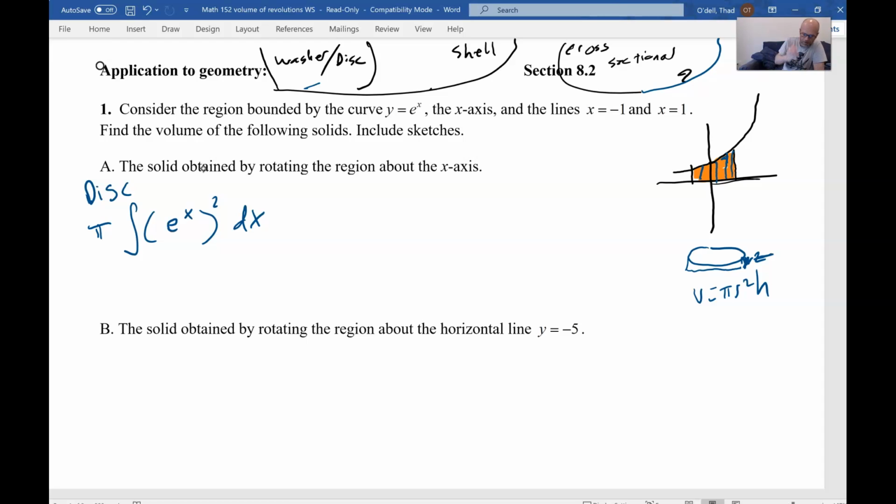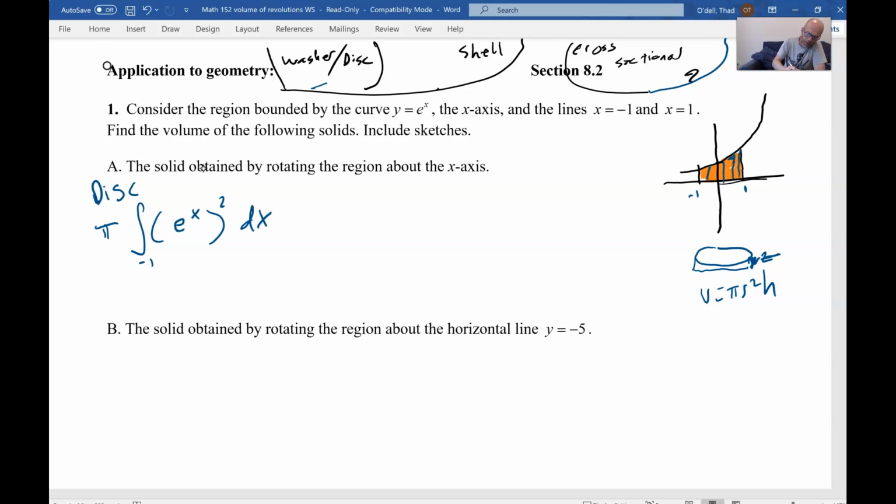So my integral is, and then we've got to do the limits of integration. Since this is in terms of x, we just have to look at the region and say what x values cover that region. Well, we start here at -1 and go to +1, right? So my limits of integration are going to be -1 to +1. And that would be my integral if I'm using the disk method.